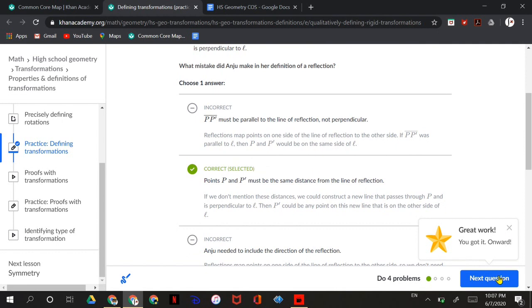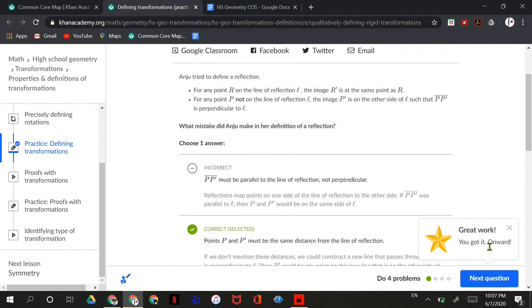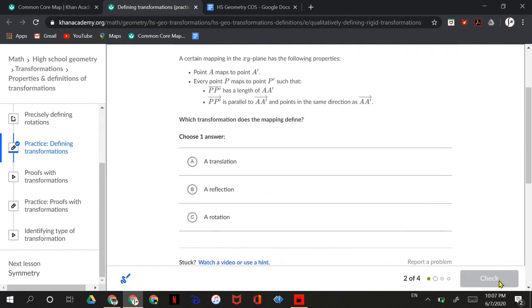Okay, what translation does this mapping define? Point A maps to point A'. Every point P maps to point P' such that PP' is the same length as AA', and PP' is parallel to AA' and is pointing in the same direction. That should be simple. Translation.